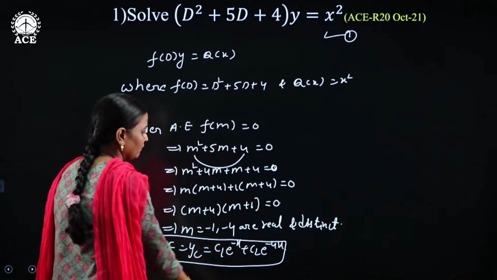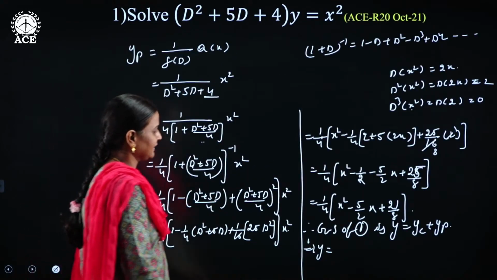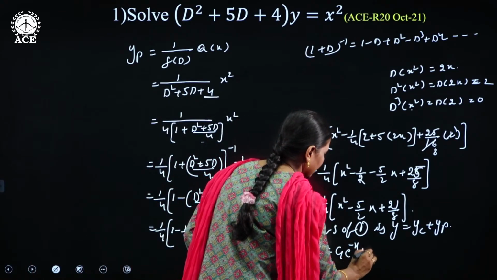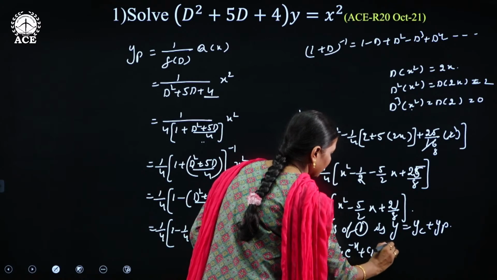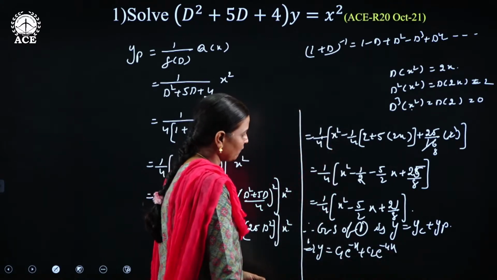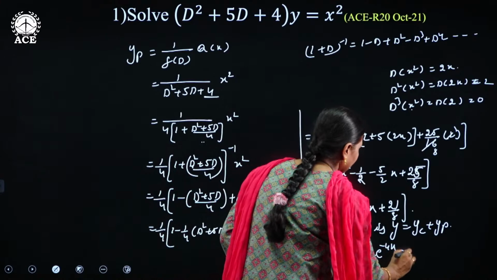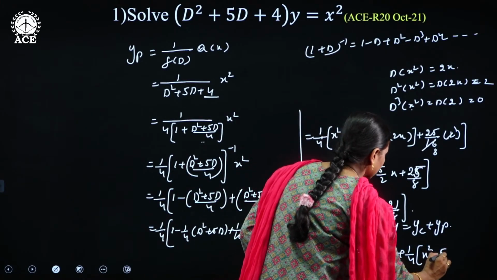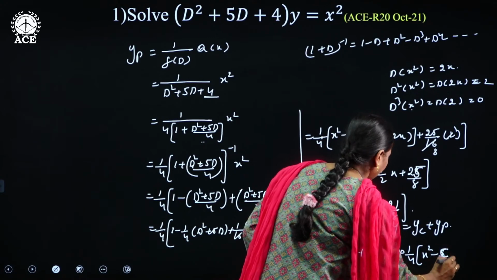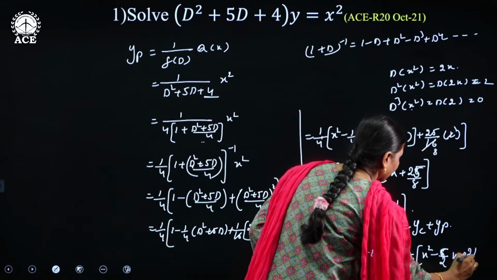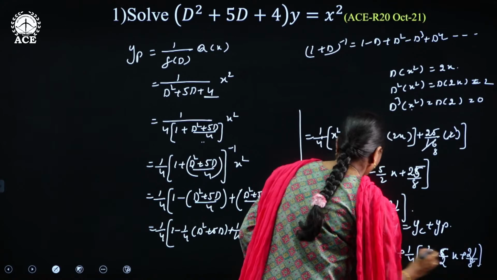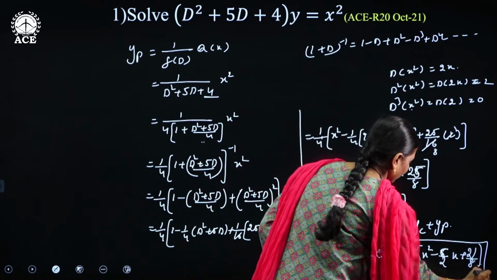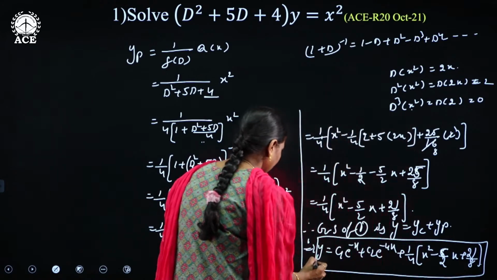yc is equal to c1 into e power minus x plus c2 into e power minus 4x, plus yp. What is yp? Plus 1 by 4 into x square minus 5 by 2 into x plus 21 by 8. So this is the required general solution of the given differential equation.